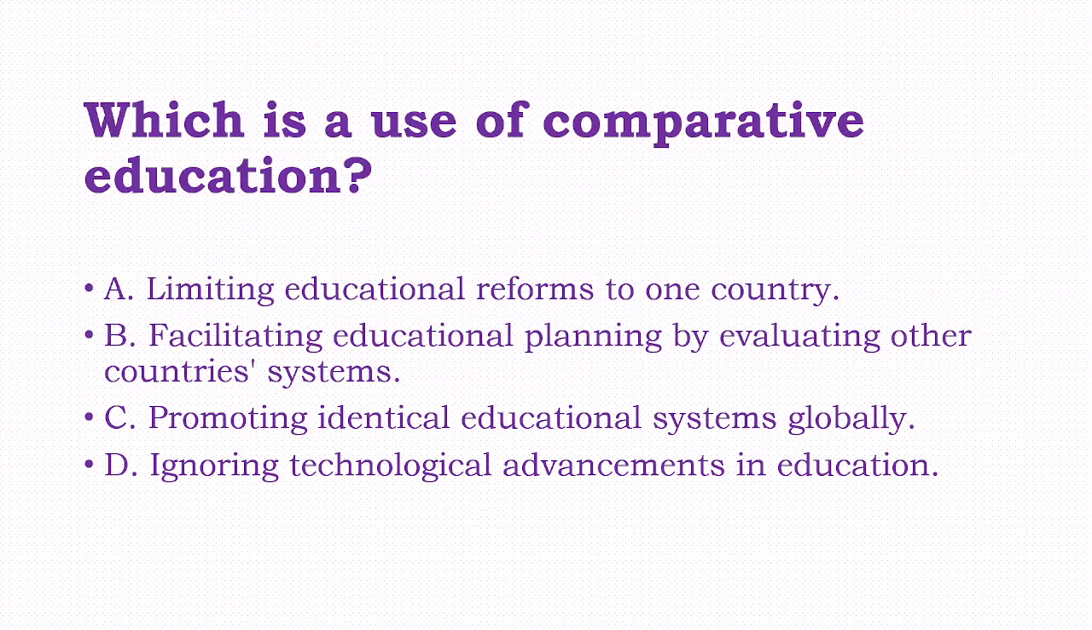Next, which is a use of comparative education? Options: limiting educational reforms to one country, facilitating educational planning by evaluating other countries' systems, promoting identical educational systems globally, ignoring technological advancement in education. Answer of this question is option B, that is facilitating educational planning by evaluating other countries' systems.